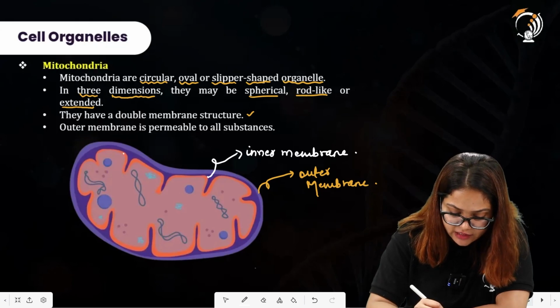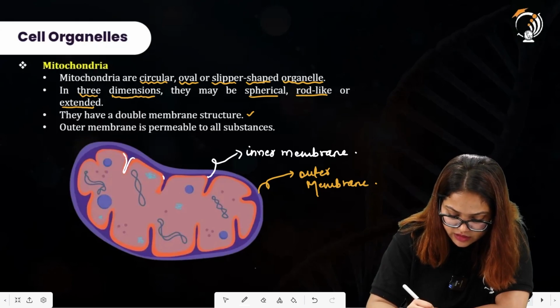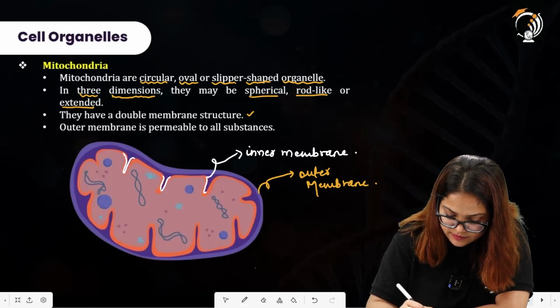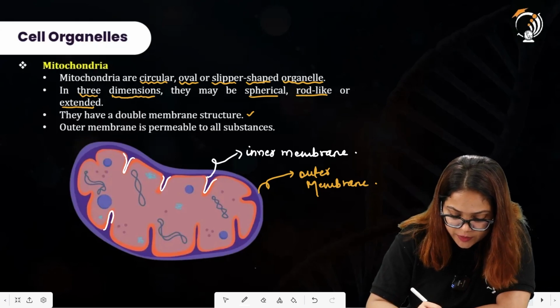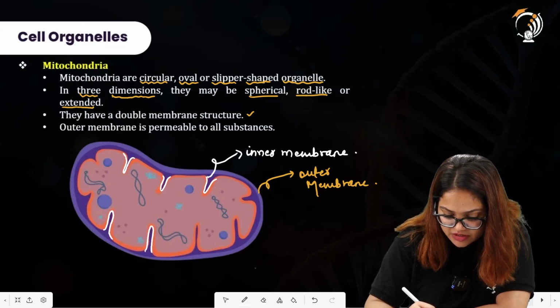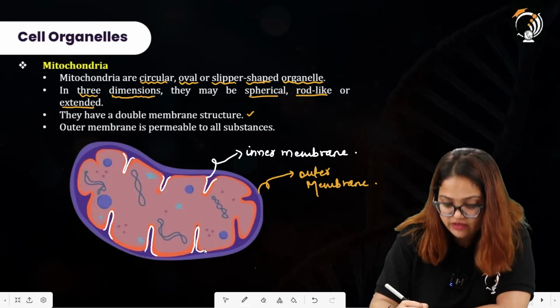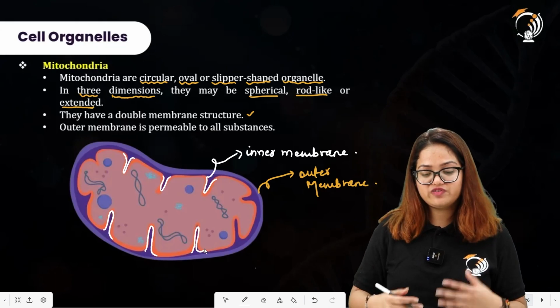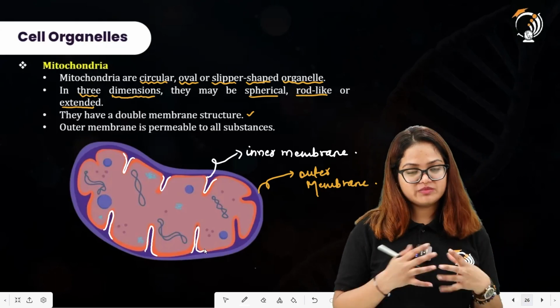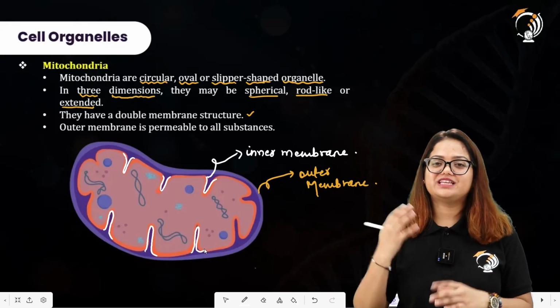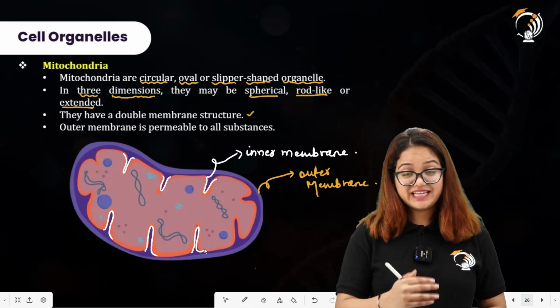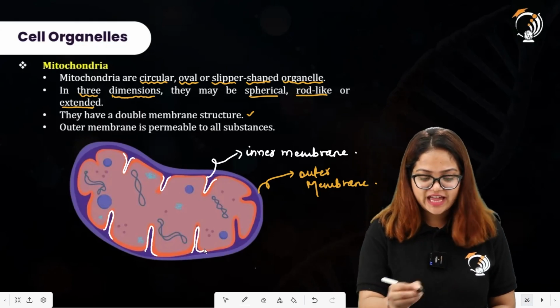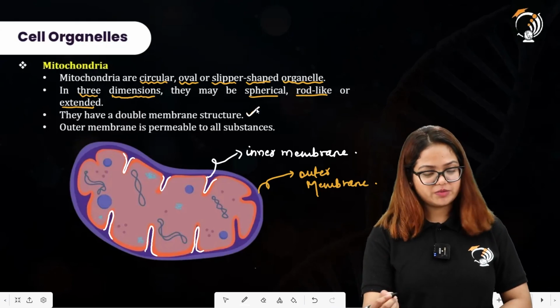That has enfoldings. So these are the enfoldings, so as to increase the surface area for ATP generation. The more enfoldings there, the more will be the surface area for the reaction of evolving the energy from the mitochondria, and more will be the energy production by these enfoldings. And they have the double membrane structure, we have talked about this.